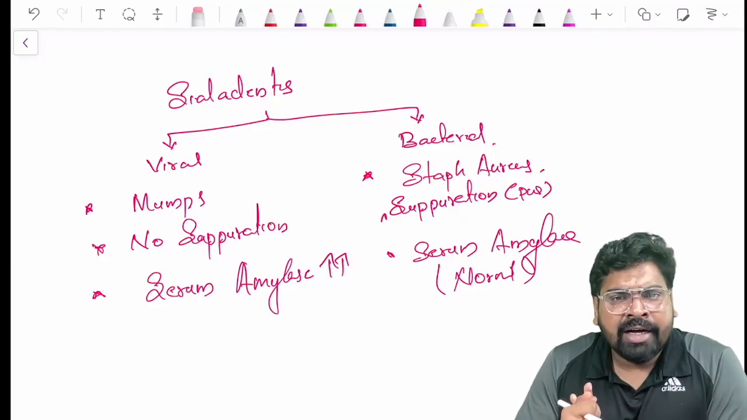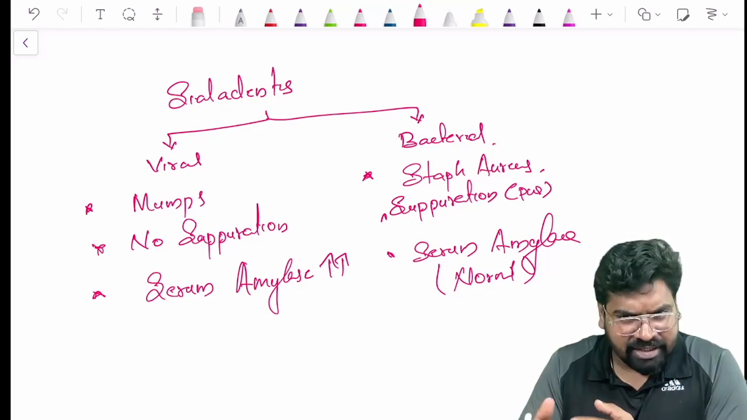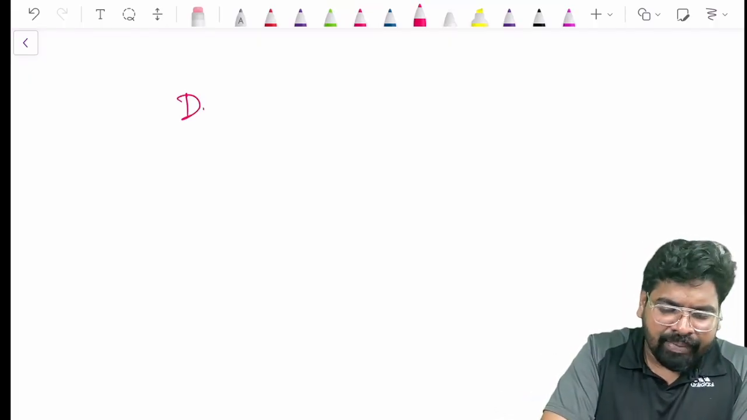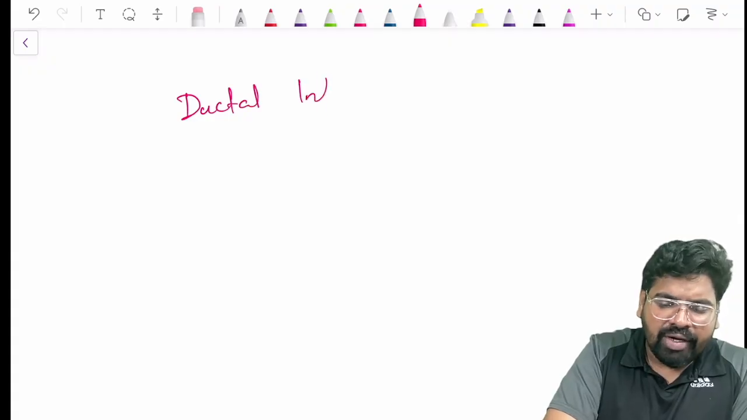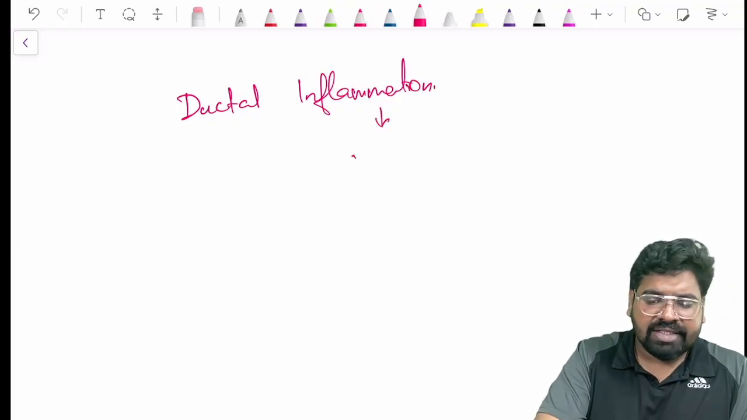There is also infection or inflammation of the salivary gland duct. What do we call it when the duct is inflamed? Ductal inflammation, where only the duct is inflamed, we call it by the term sialodochitis.